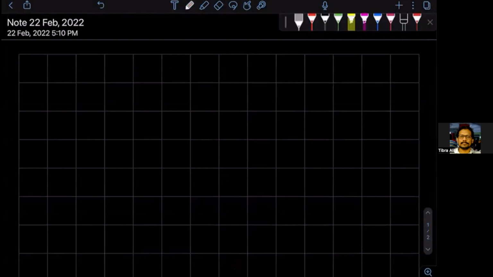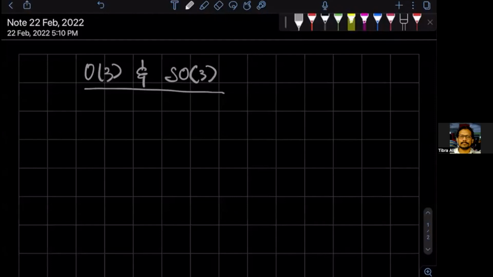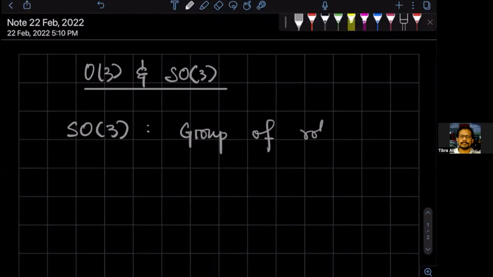So we were discussing the O3 group, and we were discussing O3 and SO3. Okay, so let me continue that discussion. So what is SO3? One way of characterizing SO3 is the group of rotations in 3 dimensions, in 3-dimensional Euclidean space, okay?